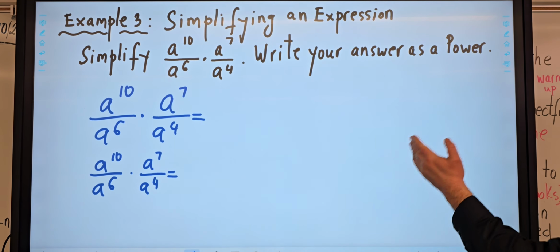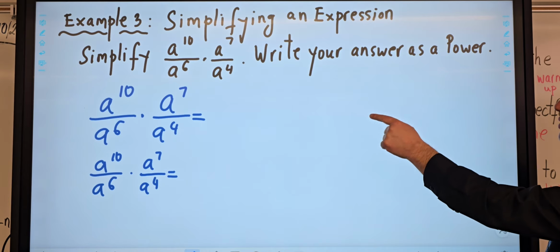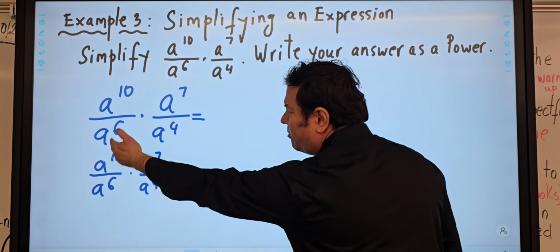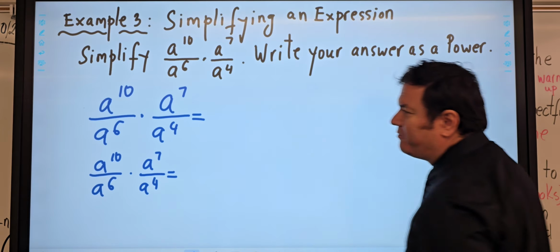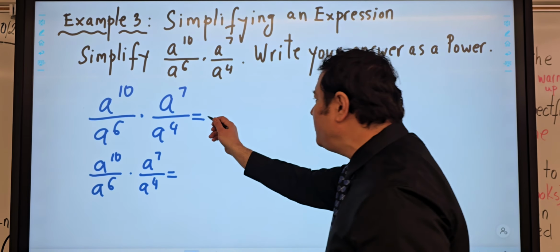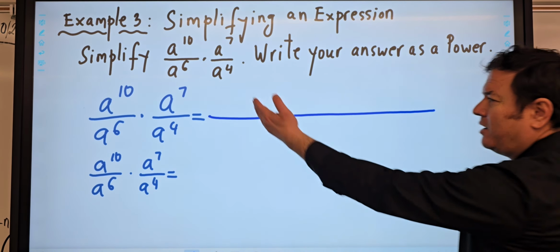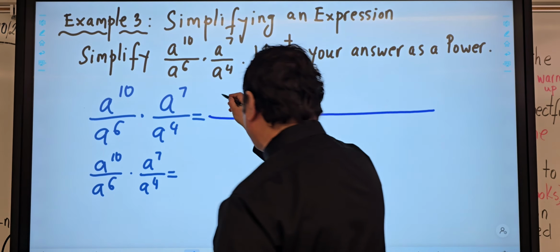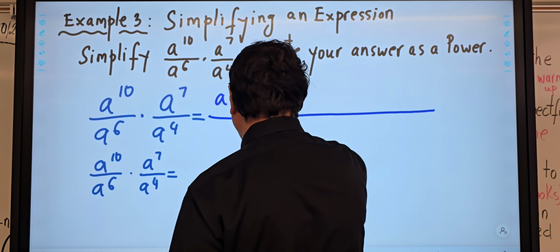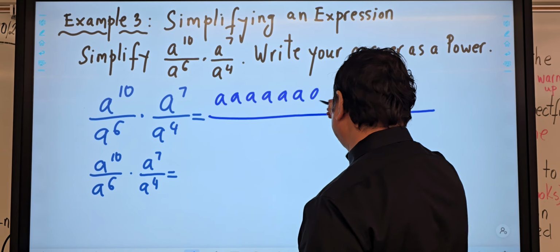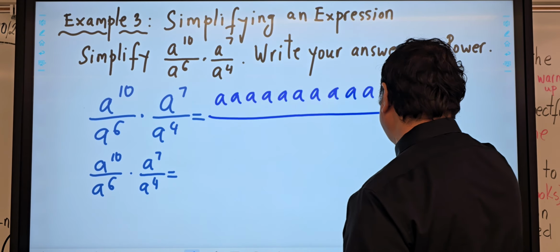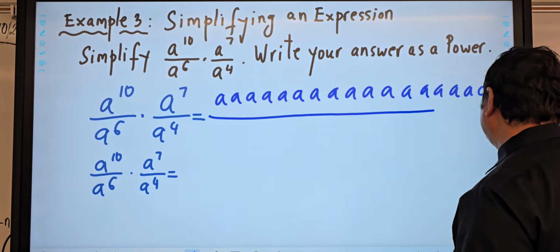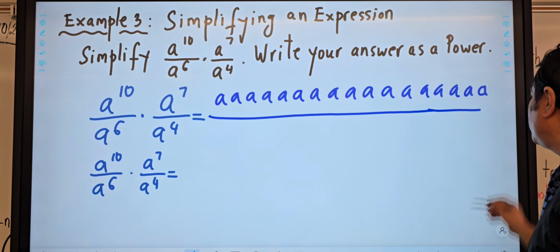So here we have simplifying expression. So we have a to the power of 10 times a to the power of 7 divided by a to the power of 6 and times a to the power of 4. And again, if we do the extended form here, we have 10 a's and another 7 a's. We have 17 a's, right? So we have 1, 2, 3, 4, 5, 6, 7, 8, 9, 10, 11, 12, 13, 14, 15, 16, 17, right? 17 a's on the top.